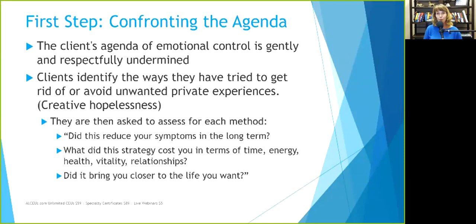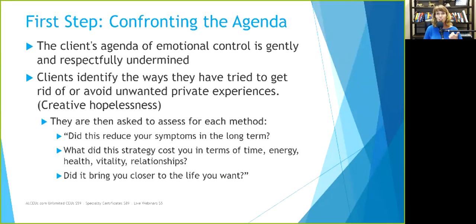Clients identify the ways they've tried to get rid of or avoid unwanted private experiences. This is commonly called creative hopelessness, which I really don't like creating hopelessness, but it highlights the fact that what you've done in the past has not worked. So let's see what we might be able to think of that might work and bring you closer to the life you want. Questions we ask of them: did it reduce your symptoms in the long term?